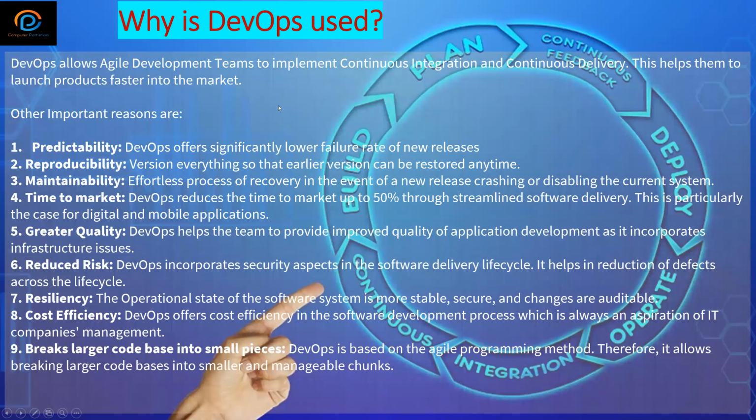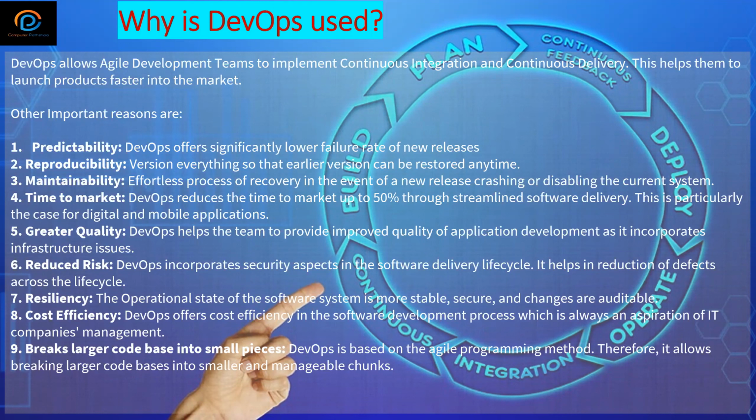Now let's talk about what DevOps is used for. DevOps allows agile development teams to implement continuous integration and delivery. It helps you launch your product faster into the market. Now, what are the other factors? The first one is predictability. DevOps offers a lower failure rate for new releases.